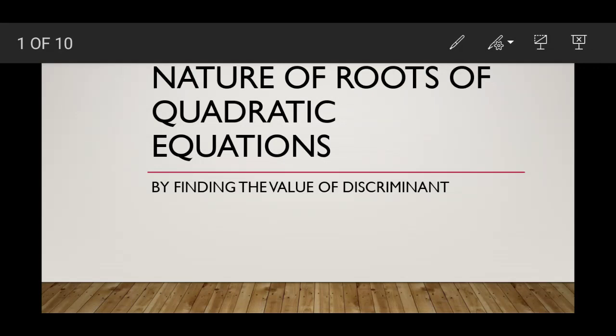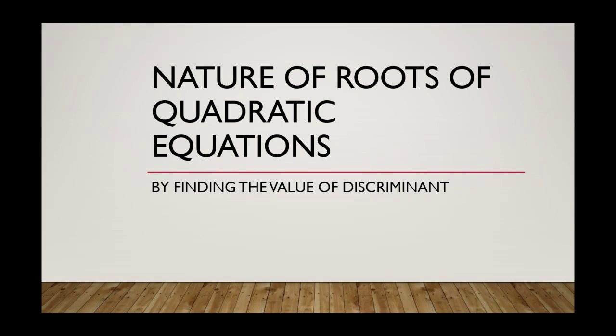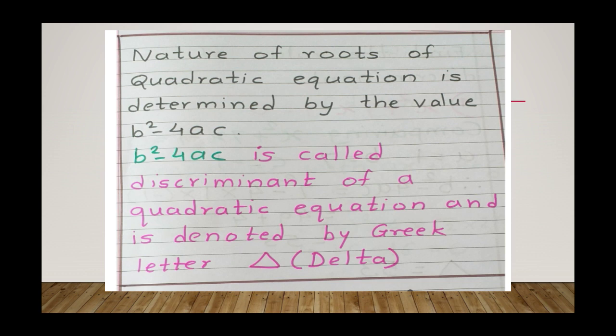Nature of roots of quadratic equations by finding the value of discriminant. Nature of roots of a quadratic equation is determined by the value b square minus 4ac. b square minus 4ac is called the discriminant of a quadratic equation and is denoted by the Greek letter delta.